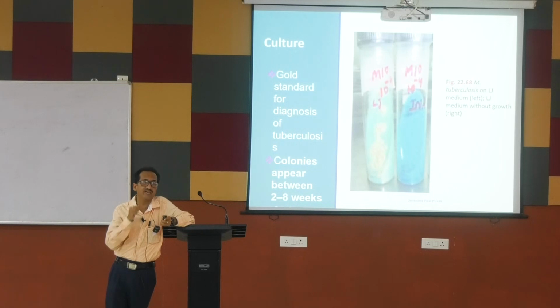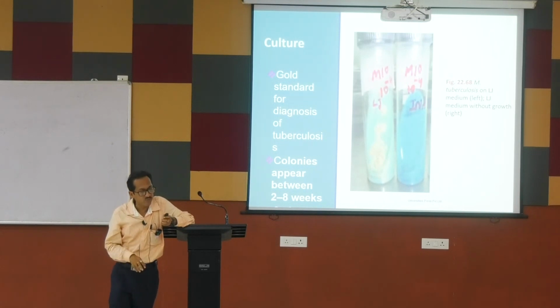What is the rationale of adding malachite green? As we have seen, sputum will contain other bacteria also. So malachite green makes the media selective. It kills the other bacteria other than tuberculosis. That's why malachite green, 2%, is added.